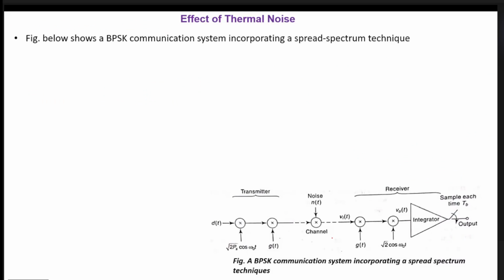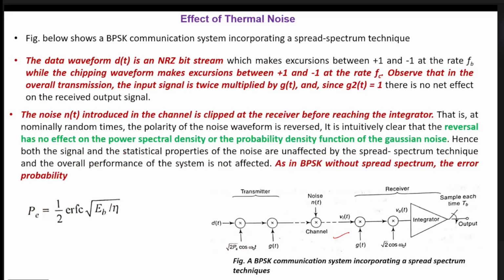So the same things I have written over here also. This is our probability diagram, and the probability of error is nothing but the probability of error of BPSK, which is the same as that of the direct sequence spread spectrum. You can see the same things written over here. At random times the polarity of the noise waveform is reversed just by multiplying by g(t), but we don't know at what time the polarity will be reversed, because this noise is random and this g(t) is also random.